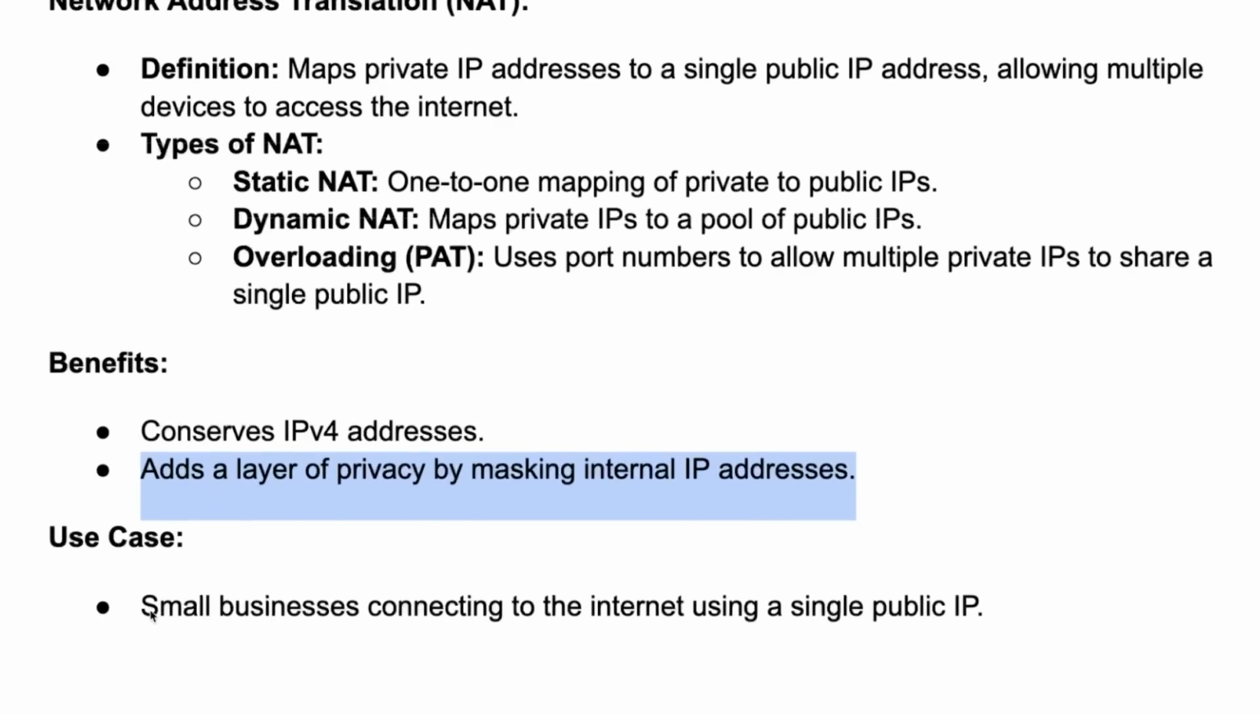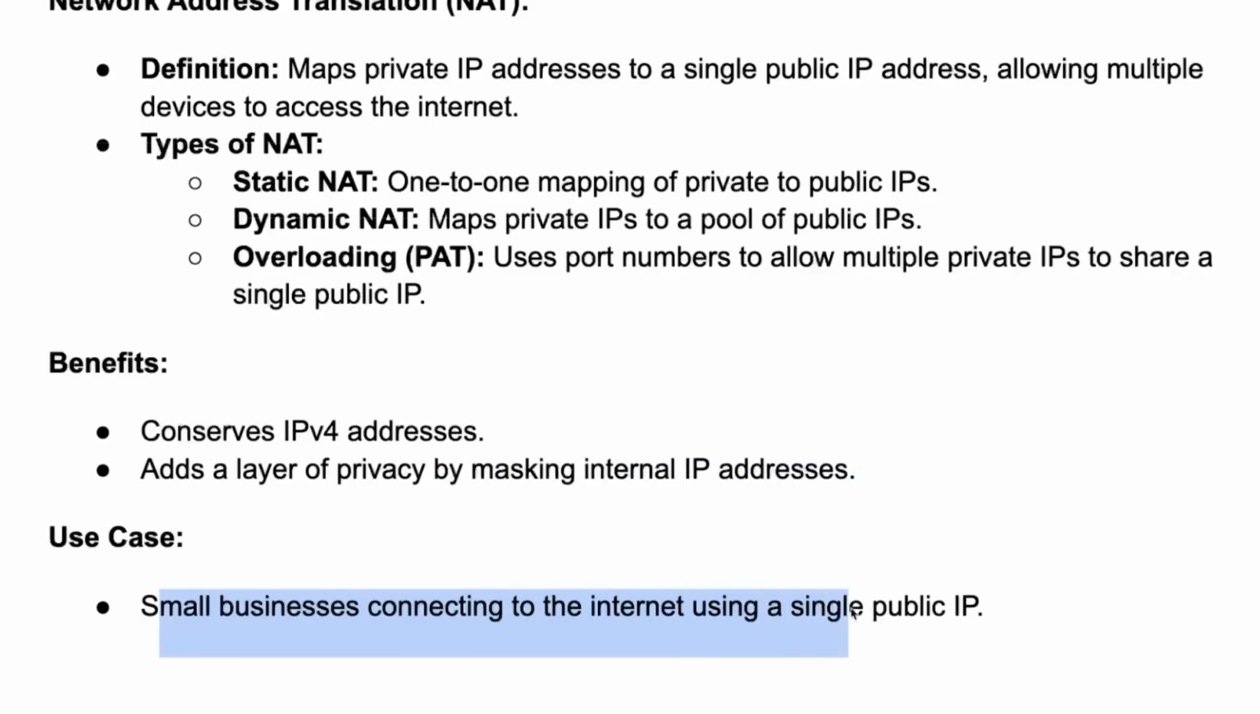And the use case would be small businesses connecting to the internet using a single public IP address, which again allows for the conservation of IPv4 addresses. So you could technically have a dozen private IP addresses that are inside of the business, but then once they connect to the internet, they connect with one public IP address. Therefore, it conserves the IP addresses that are actually communicating across the internet at large. Hopefully that was a little bit simpler of an explanation.